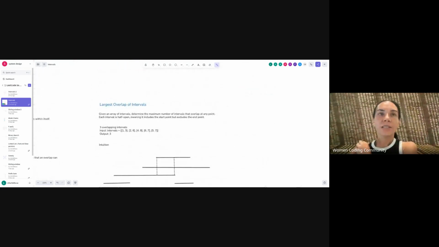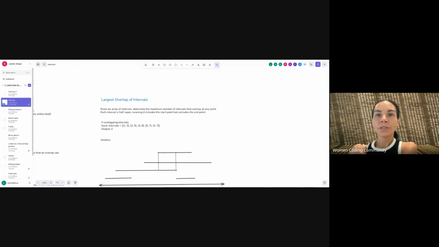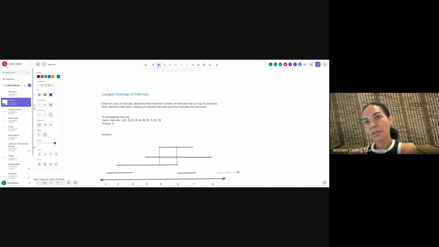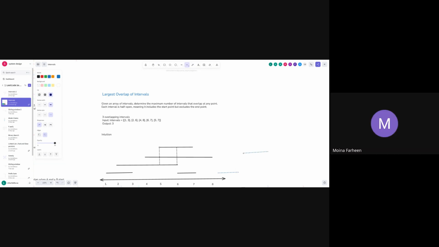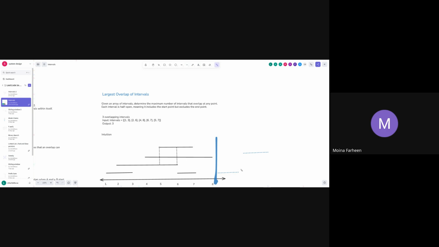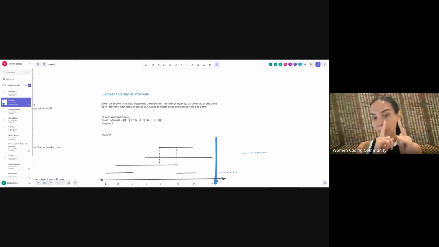Let's check the description. Given an interval, determine the maximum number of intervals that overlap at any point. So if we have one like that last one, this will be one. And what will happen at this point? All these intervals will be finished, right? Here one will be finished. And at this point, before you jump to this interval, you will have active intervals, which is 0. And once you find this interval, you will increment, it will be 1.